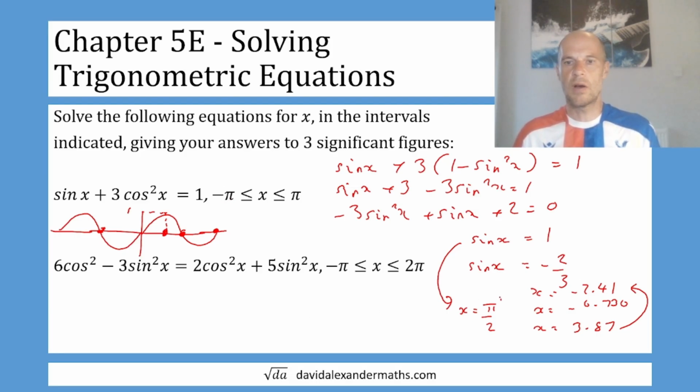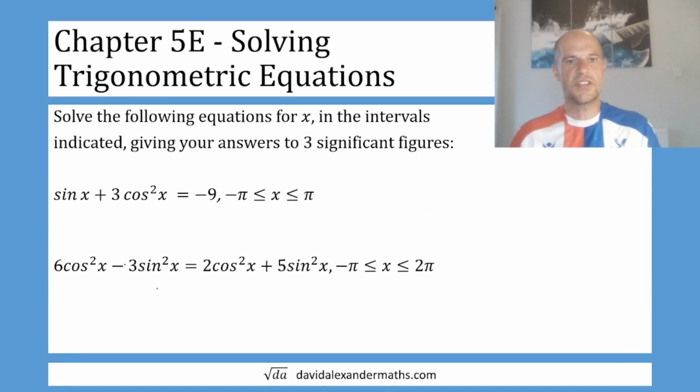So from the sine of x equals 1, we get one solution, and from the sine of x equals negative 2/3, we are getting just two solutions, negative 2.41 and negative 0.730, and we are ignoring the 3.87 because that is greater than pi.